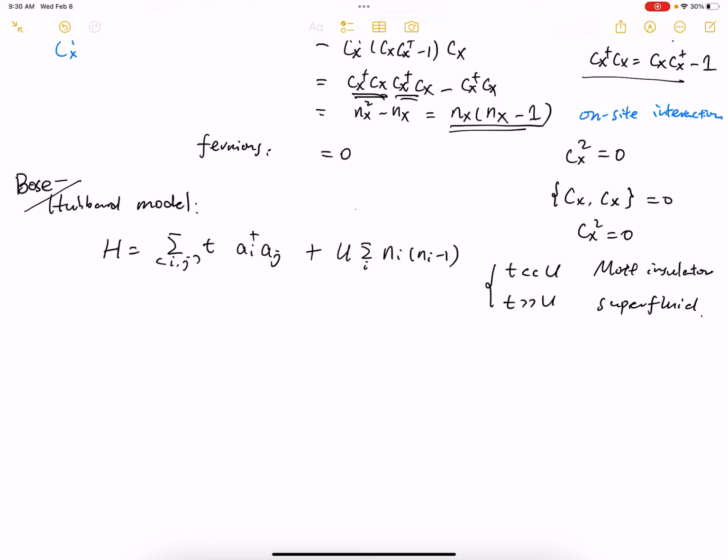Question, Richard: What is the t much less than U case called? It's called the Mott insulator. Yeah, it's called a Mott insulator.